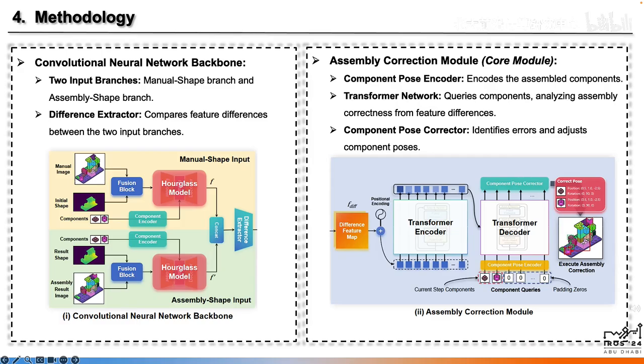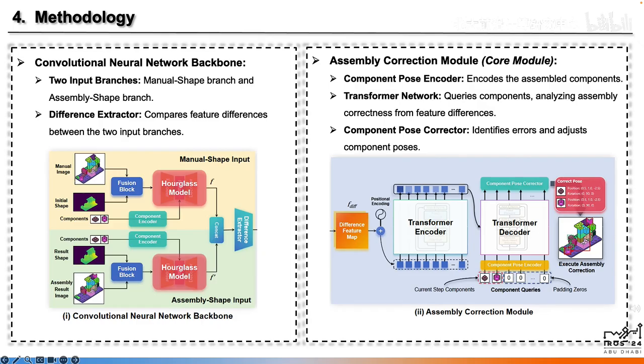The CNN backbone consists of two input branches for the assembly manual image and assembled result data, sharing parameters and identical structures. The outputs are concatenated and fed into a difference extractor that compresses the dimensions from 512 to 256 to extract difference features. The assembly correction module has three parts: the component pose encoder, transformer network, and component pose corrector. The component pose encoder processes components with their 6D pose information, unlike the simpler CNN backbone encoder.